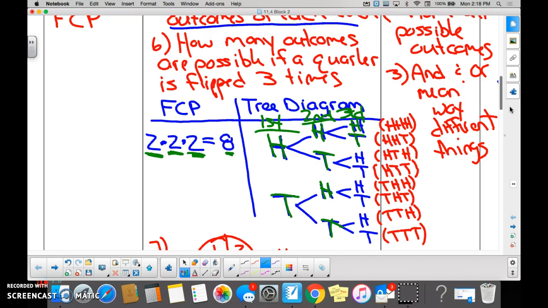So if you count all of them up, we listed them all out. Those are the 8 different outcomes. What do we call this again? What is a list or naming all of the outcomes called? Sample space. Does the fundamental counting principle match up with our tree diagram? Yes.